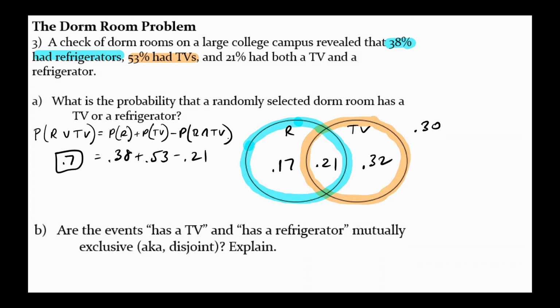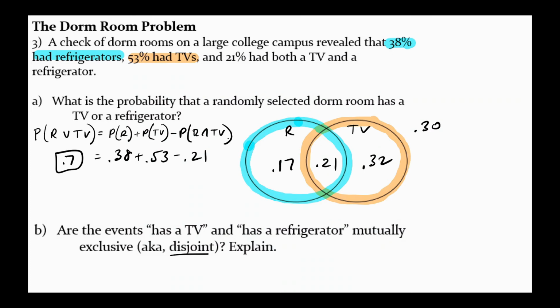Question B says, are the events has a TV and has a refrigerator mutually exclusive or disjoint? Disjoint means the same thing. So are they mutually exclusive? Well, what is mutually exclusive? We talked about this yesterday. Can't have both, yeah. Mutually exclusive means they don't share an outcome. For example, having seventh period PE and having seventh period English: you can't have both. There's no one that has both. Those are mutually exclusive events.